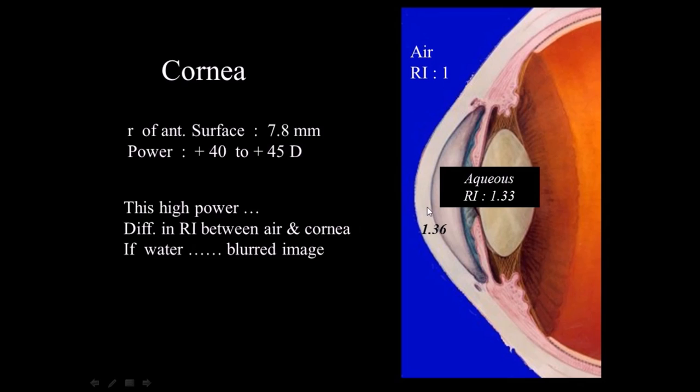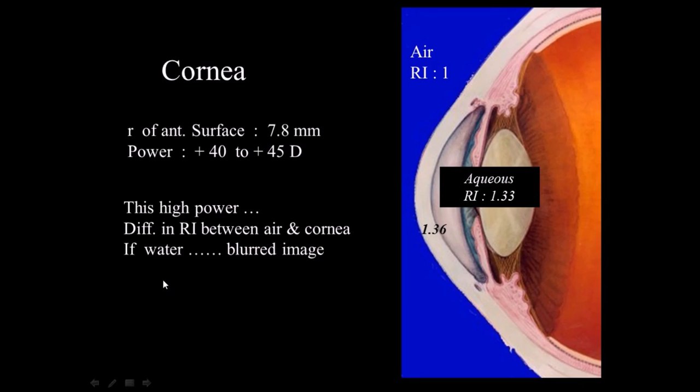On the back surface, a minimal amount of refraction occurs because the difference between the refractive index of the cornea, which is 1.36, and that of the aqueous, which is 1.33. So the difference here is quite small. While on the anterior surface, the difference between air and the cornea is quite big.